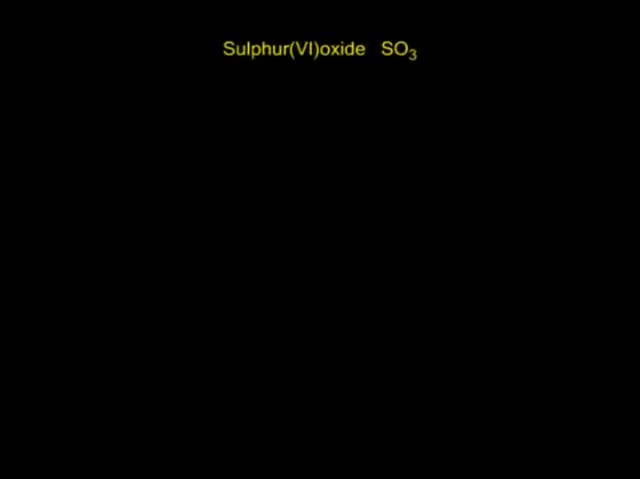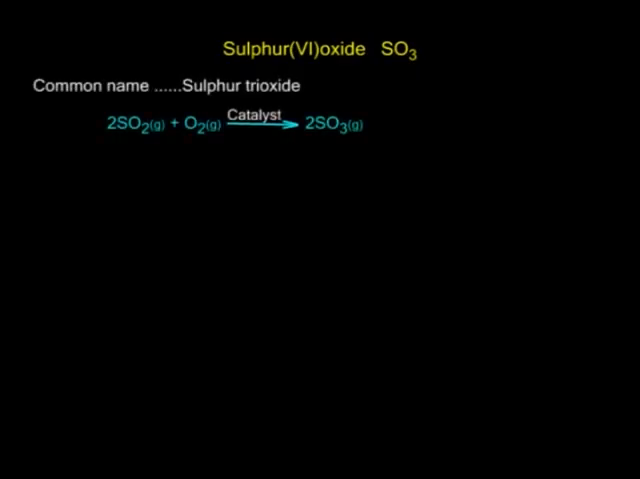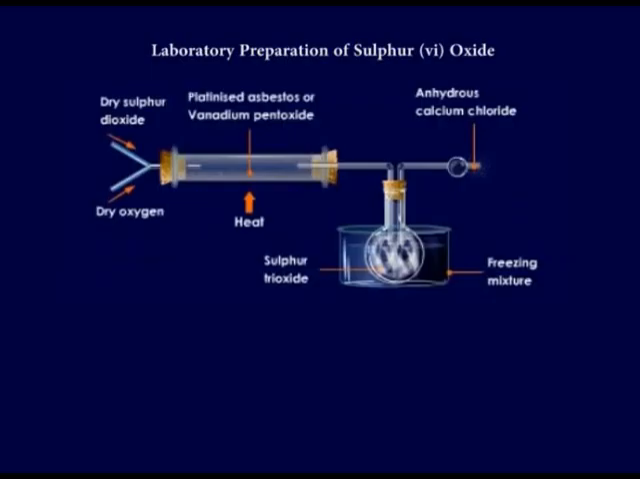Sulfur 6 oxide. Sulfur 6 oxide is commonly called sulfur trioxide and is formed when a mixture of dry sulfur 4 oxide and dry oxygen are passed over a heated catalyst. Sulfur 4 oxide and oxygen are dried by passing through concentrated sulfuric acid. The dry gases are then passed over heated vanadium pentoxide or vanadium 5 oxide or platinized asbestos and react to form sulfur 6 oxide. The latter is passed into a wash bottle placed in an ice bath. Here it is deposited as sulfur 6 oxide crystals.